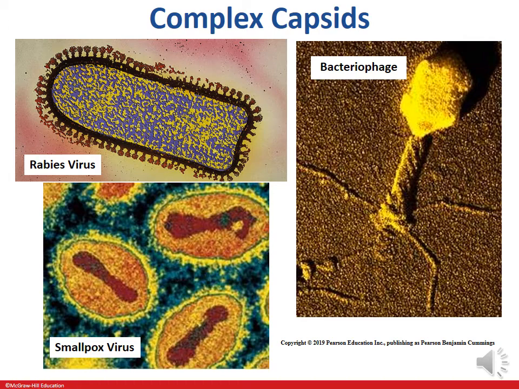Bacteriophages are in fact complex capsids. The head portion is icosahedral. The tail portion is helical. So they're not always layered on top of each other. They just include more than one shape.